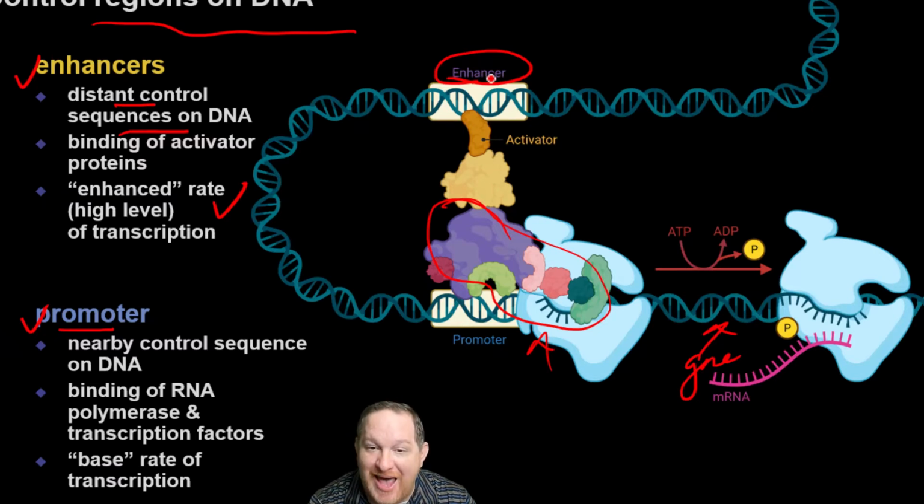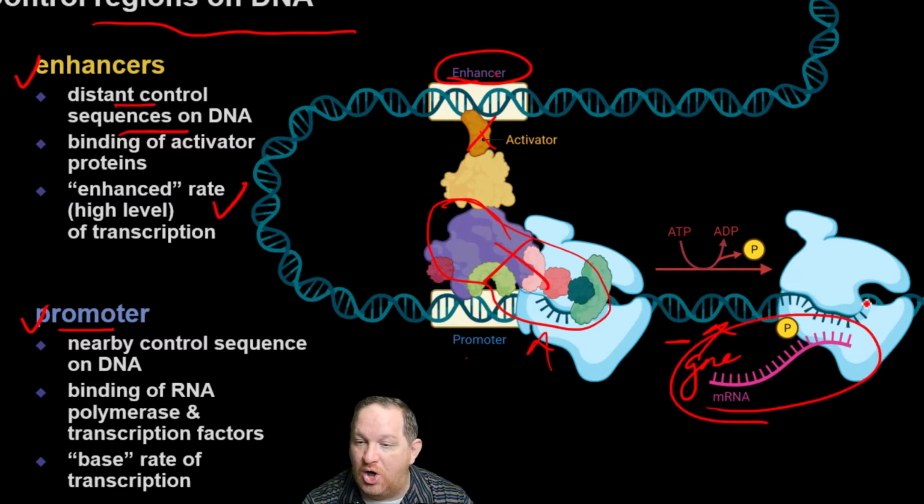So we have enhancers really far downstream. We have promoters pretty close to the gene we're transcribing. Both of these are ways of control. So for example, if you didn't have the activator, that's going to be less transcription. If you don't have the transcription factors, no transcription. So this is a way of controlling whether or not transcription will occur where RNA polymerase makes this messenger RNA.